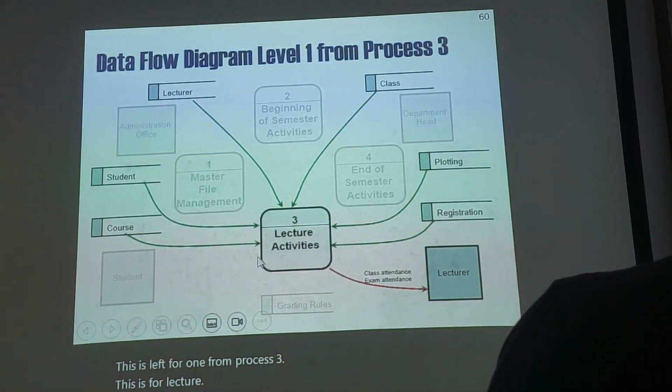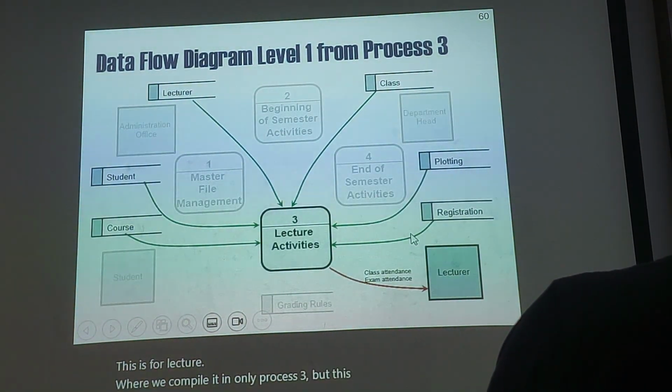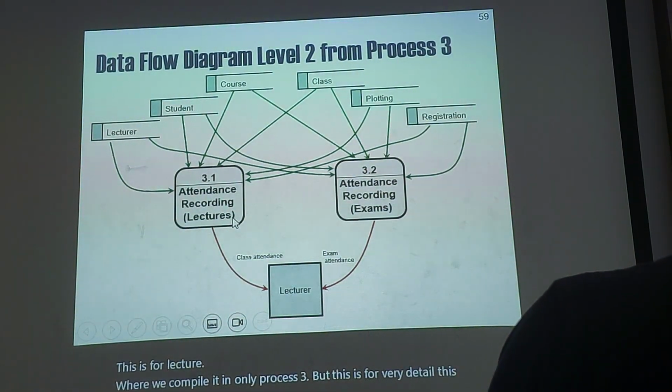This is compiled for the process 3. This is for very detailed. This is detailed.